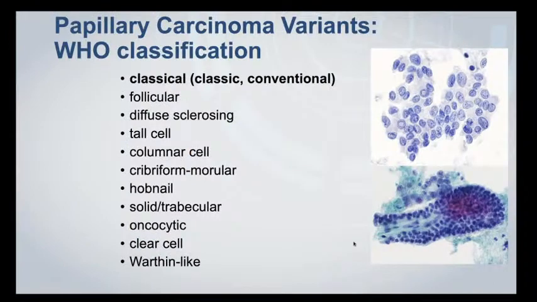Now, I do want to show you this list of the WHO variants of papillary carcinoma, just to remind you all how variable PTCs are. There's the classic or conventional type, the follicular variant, diffuse sclerosing, tall cell, columnar cell, cribriform morular, hobnail, solid trabecular, oncocytic, clear cell, Warthin-like. I read these to you just to reinforce the histologic variability, which is then, of course, reflected in our cytologic specimens.